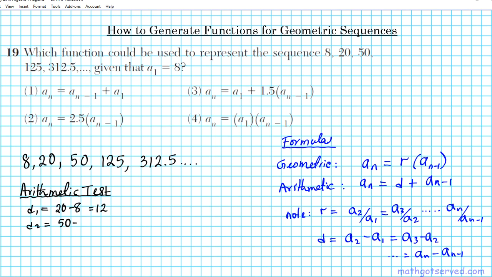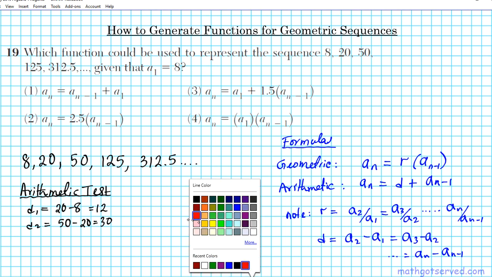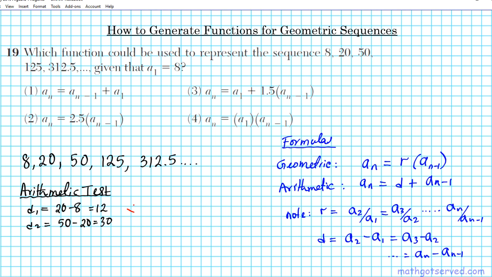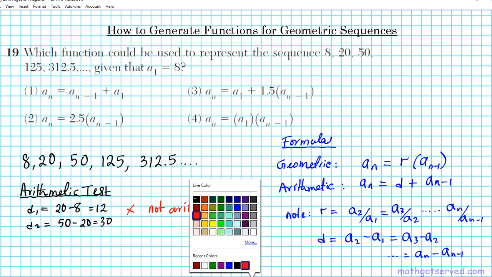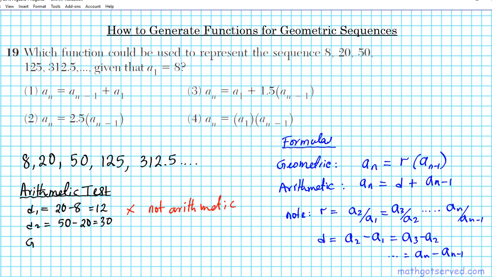Alright, so difference 2, we're going to take the next two terms, 50 minus 8. No, sorry, 50 minus 20. 50 minus 20 is 30. Ladies and gentlemen, the differences are not common. Since the differences are not common, this sequence has failed the arithmetic sequence test. So this sequence is not arithmetic for sure. Alright, so we automatically know that it should be geometric, but let's not just make any assumptions. Let's test it and see if it's geometric.